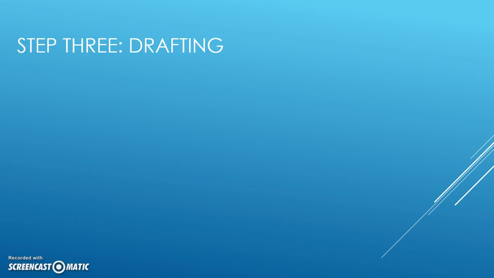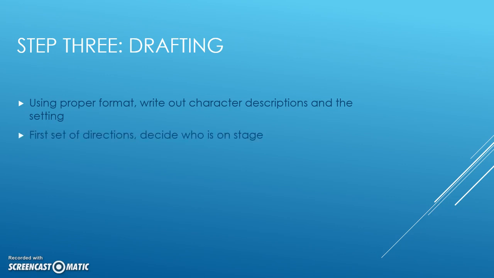The third step is to start drafting your play. Start out right away using the proper format. Start with character descriptions at the very top, and then a short description of the setting. These are very brief. Remember, you don't want to restrict them too much because somebody else will be performing. So if you want the character, for example, to be exactly 6'2", the director might not be able to find someone that tall. So you want to keep them as general as possible.